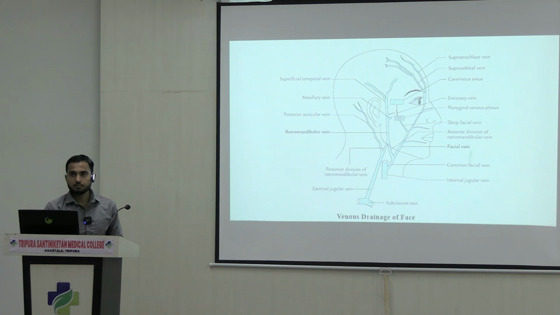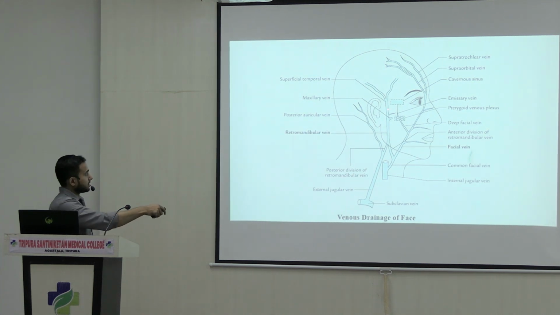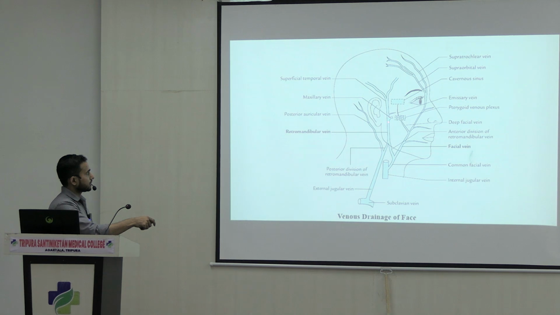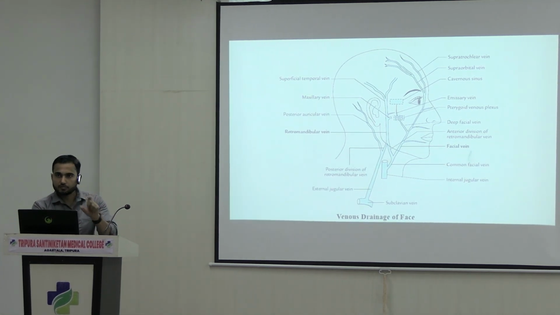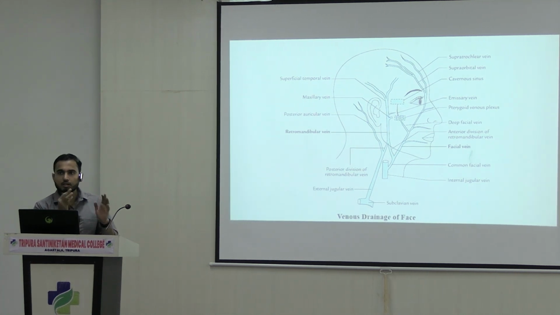Now here you can see the diagram. Okay, so see, this is the formation of the retromandibular vein. So you can see this is the maxillary vein and superficial temporal vein. They will join together to form the retromandibular vein. Now where is this retromandibular vein forming? It is forming in the parotid gland. Okay, after that it will descend down. Once it is descending, then it will leave the gland.